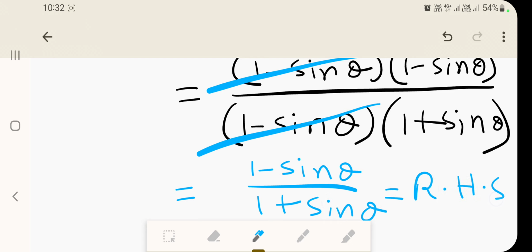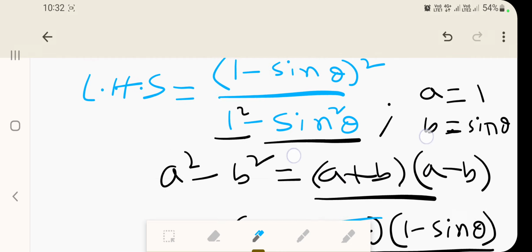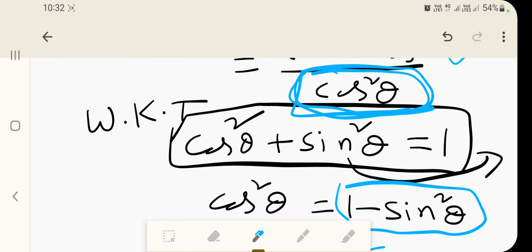Out of these two problems, if you observe, the second one is easy. So if anybody got this option, you have to solve it.